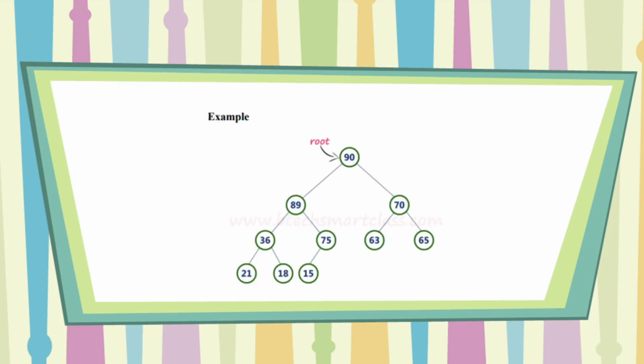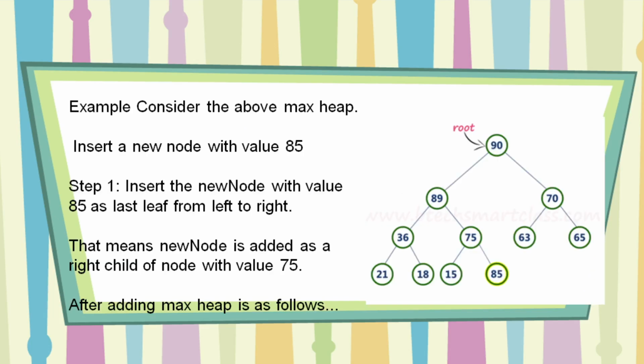Let's see the diagram for this. This is our max tree. Now I want to insert a new node with the value 85. See here, if I want to insert a new node with value 85, where do I have to insert this 85? Last leaf from left to right.